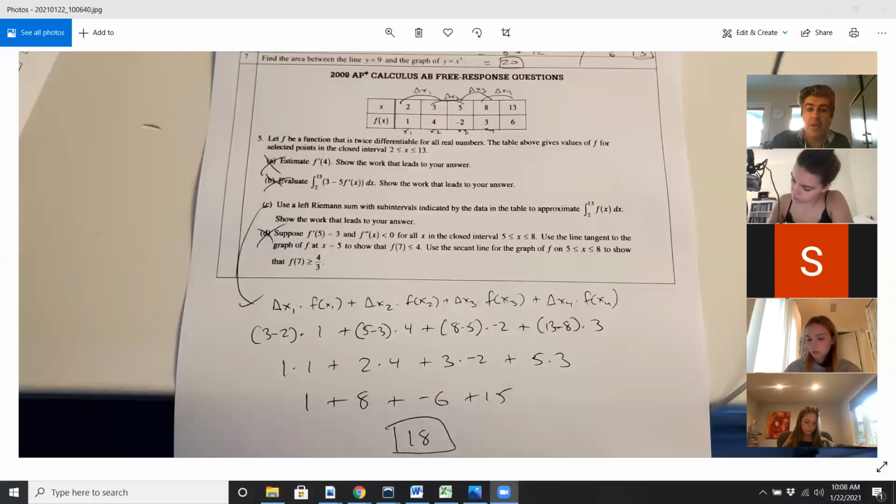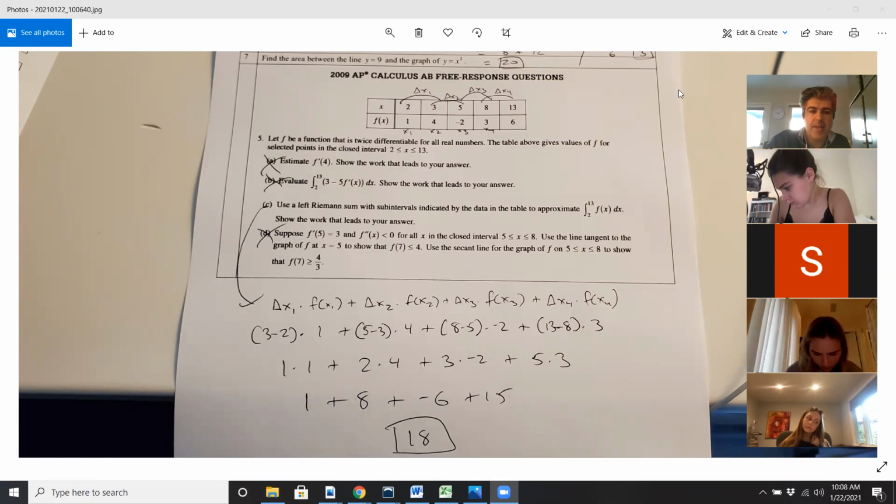For us to record. Okay, so we're recording. We're going over the solutions for worksheet number 6. And this is the last problem. This is an AP style problem from 2009.